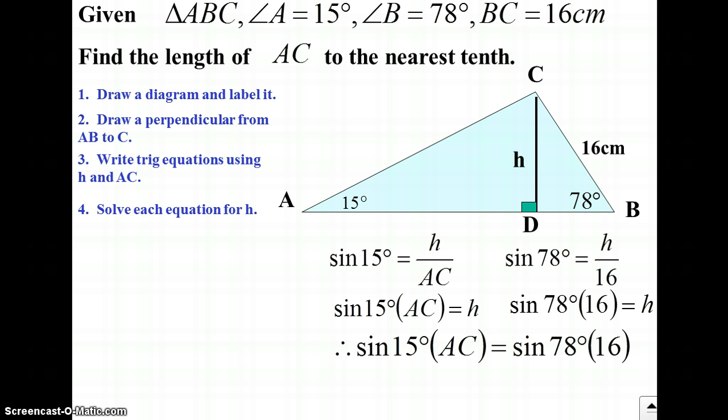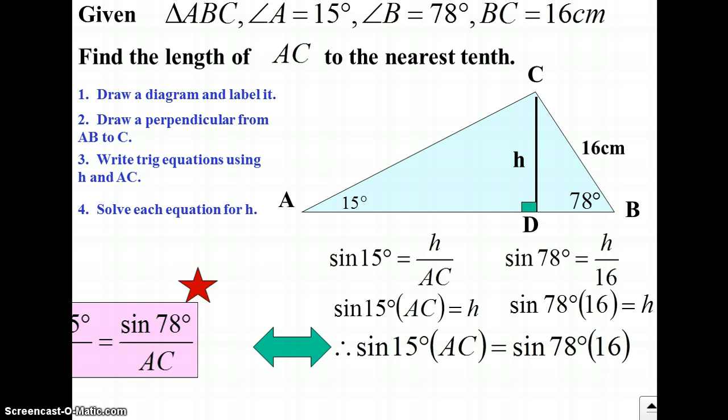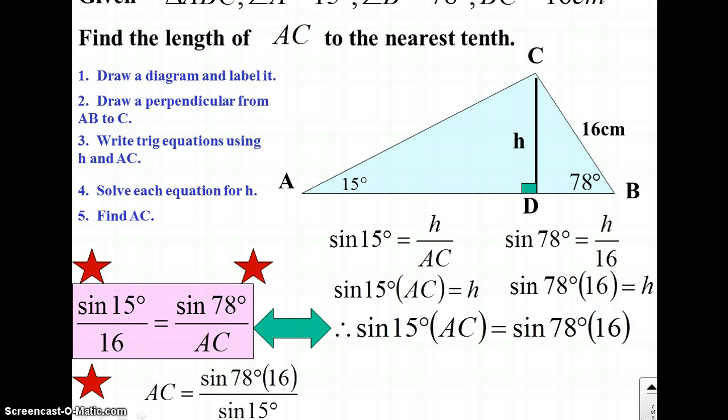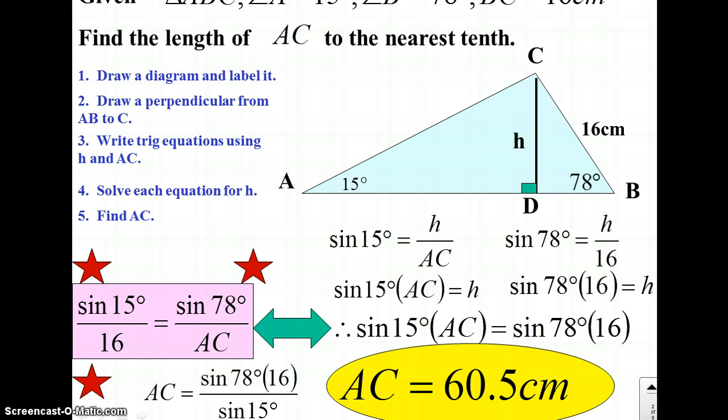Next step, let's solve for AC. So if I solve for AC, it looks something like this. Or I could have had AC equals the sine of 78 times 16 divided by the sine of 15. All right. Solve that for AC then, and we get the value of 60.5. Very nice. Now that's a lot of work.